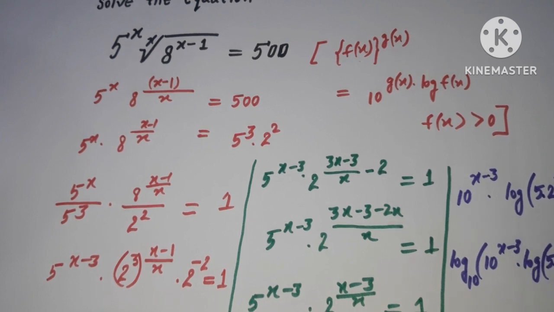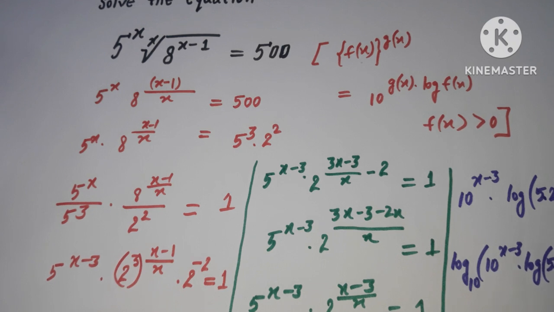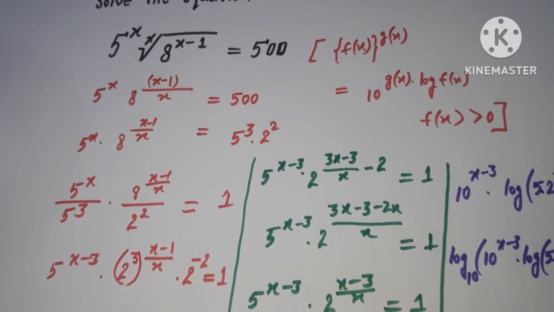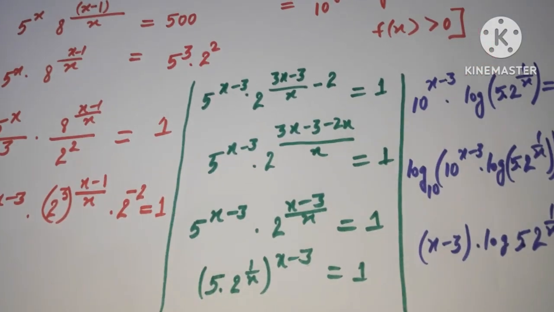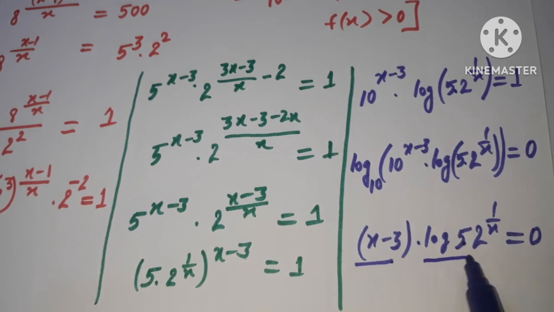equal to log 10 of 1, which is 0. And here this term can be written as log 10, so this becomes (x minus 3) into log of (5 times 2 to the power 1 upon x). This should be equal to 0. You can see here, this one could be 0. So either this one will be 0 or this one will be 0.